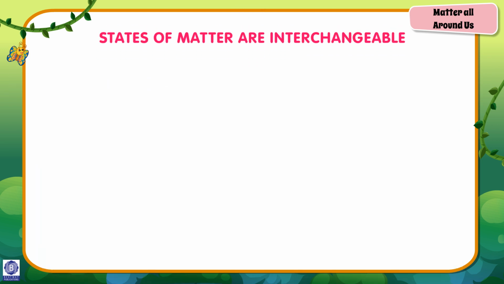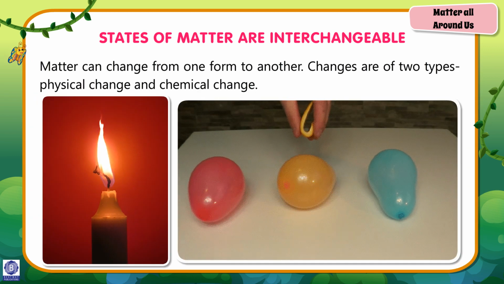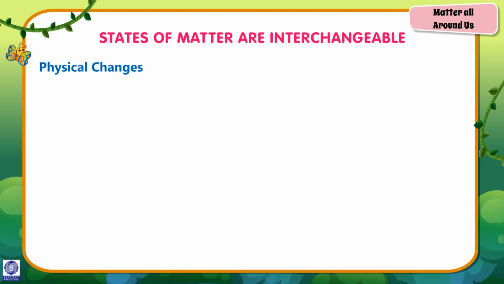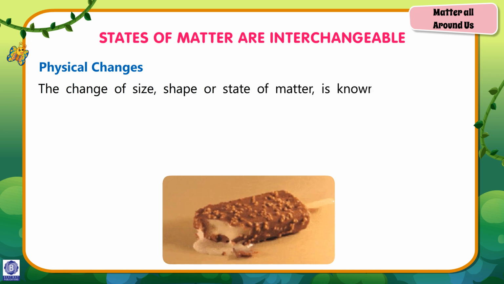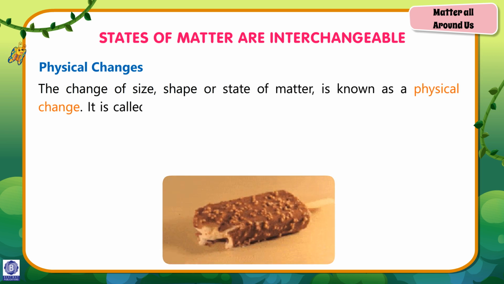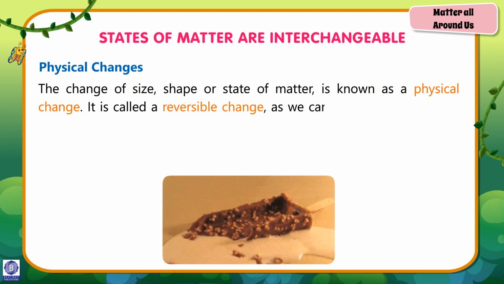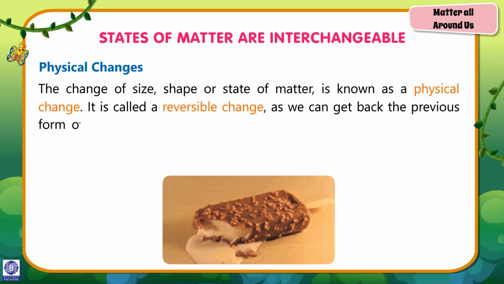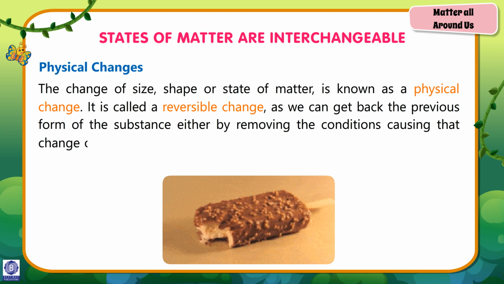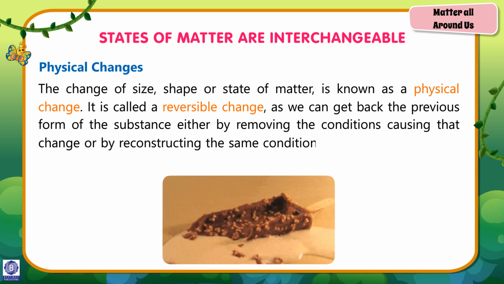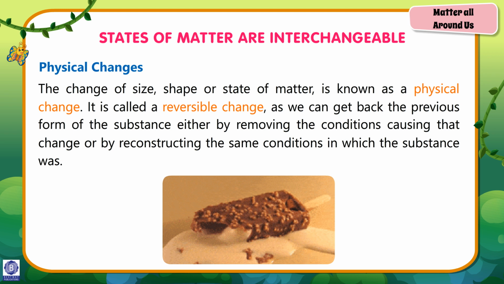States of matter are interchangeable. Matter can change from one form to another. Changes are of two types: physical change and chemical change. Physical changes. The change of size, shape, or state of matter is known as a physical change. It is a reversible change, as we can get back the previous form of the substance either by removing the conditions causing that change or by reconstructing the same conditions in which the substance was.